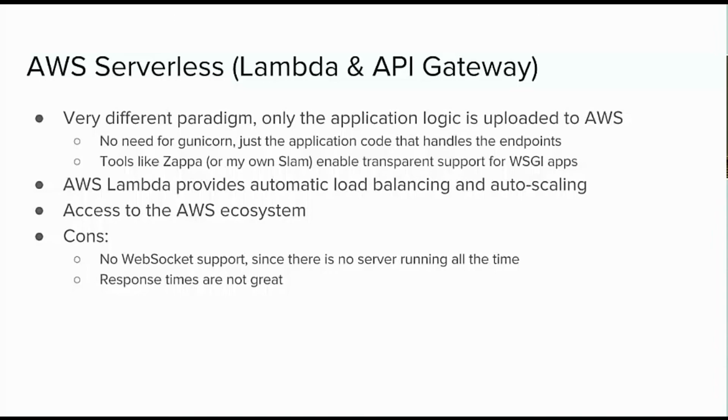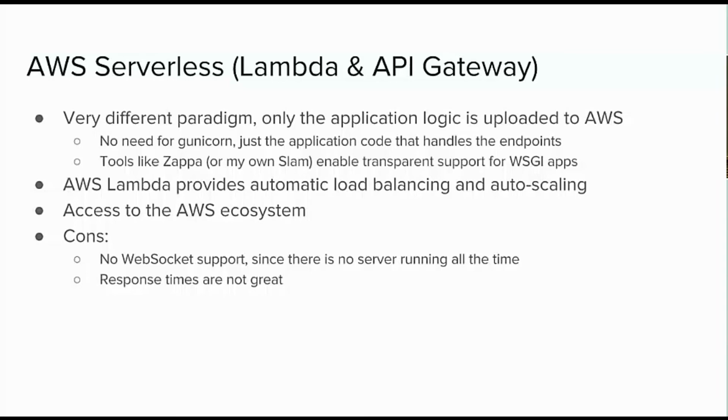Now, if you know how WSGI is implemented, WSGI is a callable, right? It's a function that you call. So there are tools that convert a WSGI server into a function. And the most popular one is called Zappa. It's open source. It's pretty good. I also made an attempt at a tool of this kind that's called Slam that basically does the same thing, but it does it in a slightly different way to Zappa. So you're welcome to try both and see which one you like best.